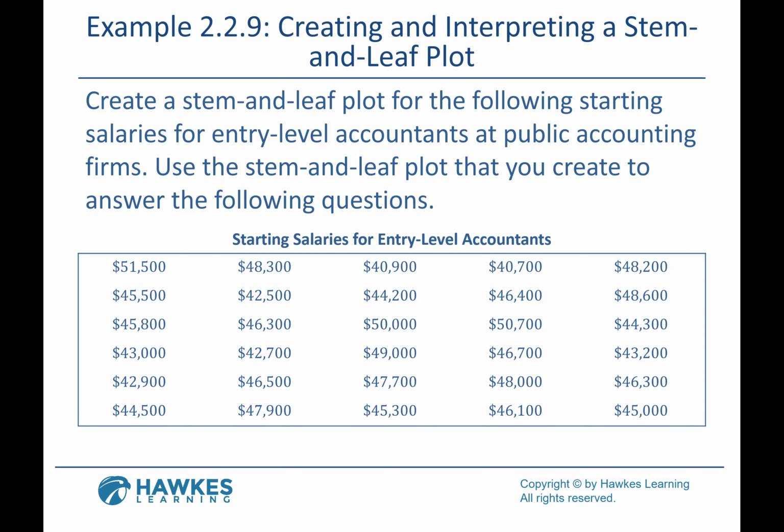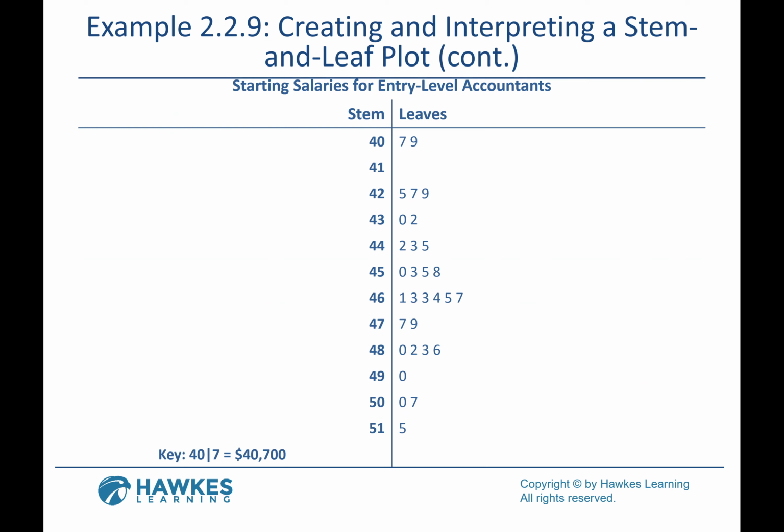Starting salaries for entry-level accountants, and then if we turn that into a stem and leaf plot, it could look something like this. There's no hard and fast rule about what you use for the stem and what you use for the leaves. It depends on what you're trying to show. But here our key says the stems are the tens of thousands, or the thousands really. So a stem of 40 and a leaf of 7 would give us $40,700.